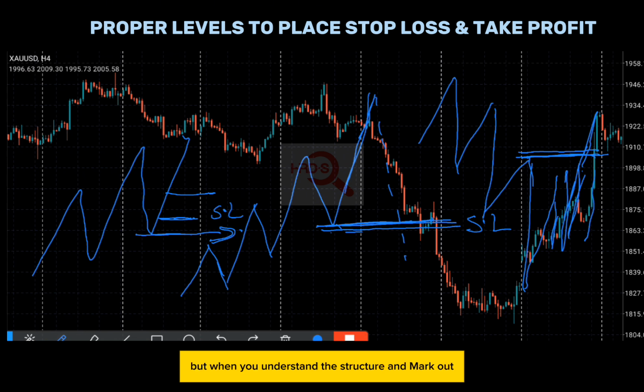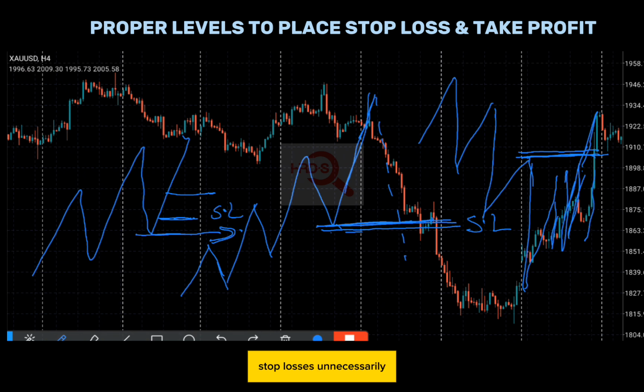All right. But when you understand the structure and mark out your lower lows and lower highs, or higher highs and higher lows, you will see that the market will not hit your stop losses unnecessarily, except we want to change character, except we want to change trend. So you have to really take note of this. Set your stop loss only at zones that invalidate your setup.